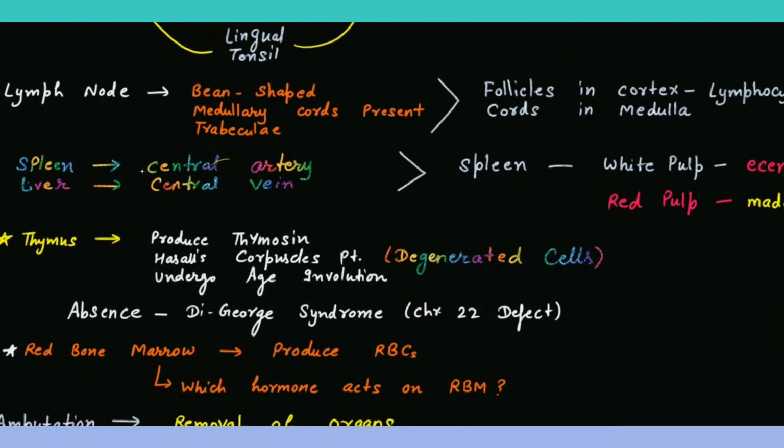Then lymph node. The lymph node is a bean-shaped immune organ. Which other organ in our body is bean-shaped? That is our kidney. Here the lymph node is also bean-shaped. They have medullary cords present. Which organ has medullary cords? That is the lymph node. Then there are trabeculae, present in the lymph nodes.